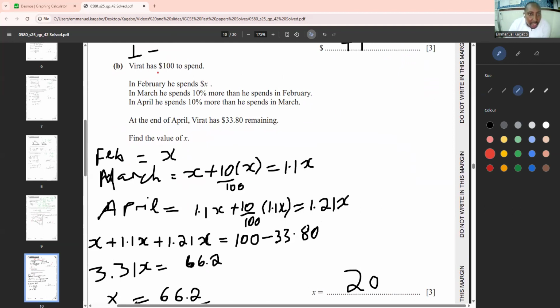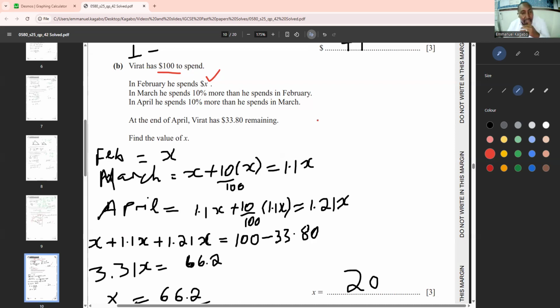Now, he has $100 to spend. Velas has $100 to spend. In February, he spent X. In March, he spent 10% more than what he spent in February. In April, he spent 10% more than what he spent in March. I hope you have understood that.